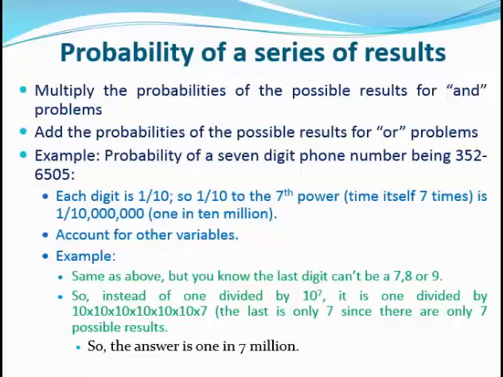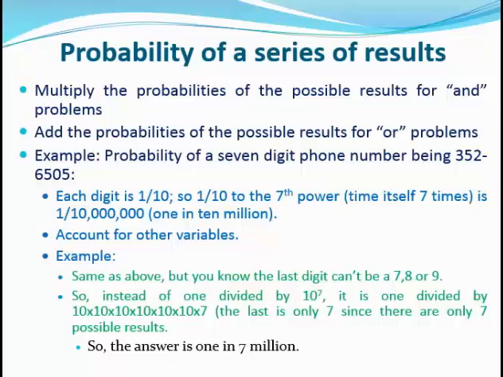Well, how would you figure that out? Each digit, let's say the first digit, what are the odds of it being a 3? 1 in 10, because a 3 is one number out of 10 possible numbers. Same thing with all the rest of the numbers: the 5, the 2, the 6, the 5, the 0, the 5. So each digit is 1 in 10, so it's really 1 in 10 times 1 in 10, and so on, because there are 7 numbers. So it's 1 over 10 to the 7th power, in other words, times itself 7 times, and if you multiply that out, it would be 1 in 10 million.